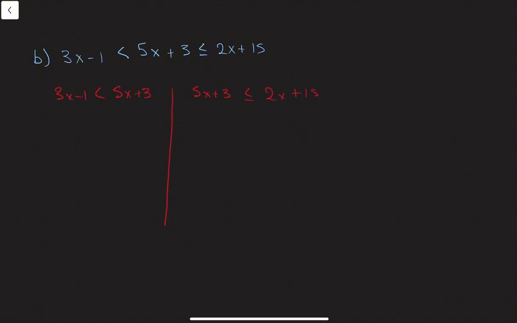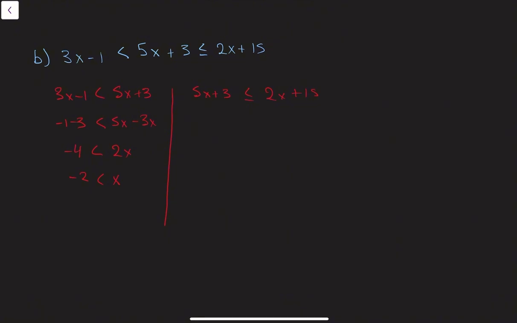Starting on the left-hand side, we have 3x minus 1 is less than 5x plus 3. Let's put all the x's on one side and all the constants by themselves on the other side. So we would subtract 3 onto this side, and we would subtract 3x to go onto the other side. Minus 1, minus 3, and then we've got 5x minus 3x. This becomes negative 4. This becomes 2x. So solving, we get x is greater than negative 2.